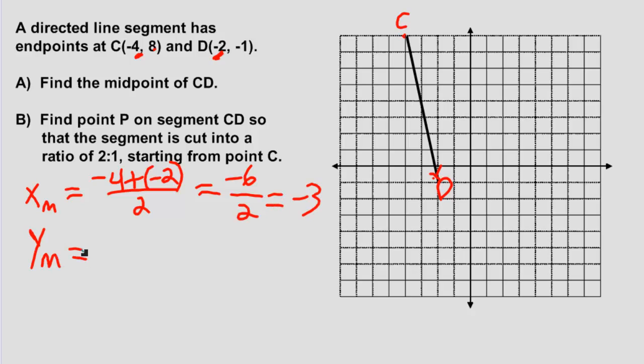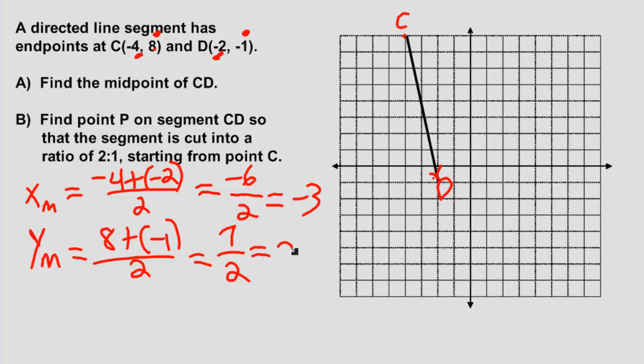The y value of the midpoint, you use the y values in the ordered pairs, 8 and negative 1. Average them out, meaning add them up and divide by 2. 7 halves is what you get, which is 3.5. So your midpoint is at negative 3, 3.5. That's my partitioning point. Midpoints work by partitioning the segment in a 1-to-1 ratio.